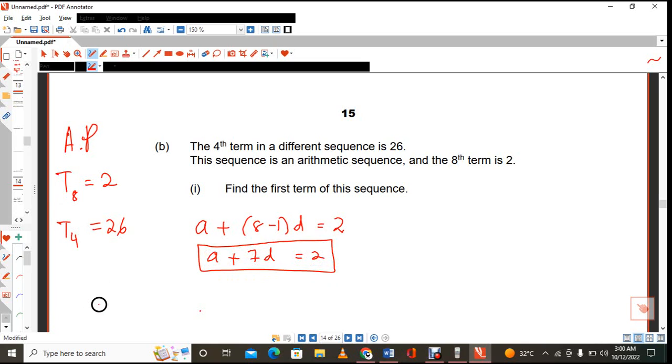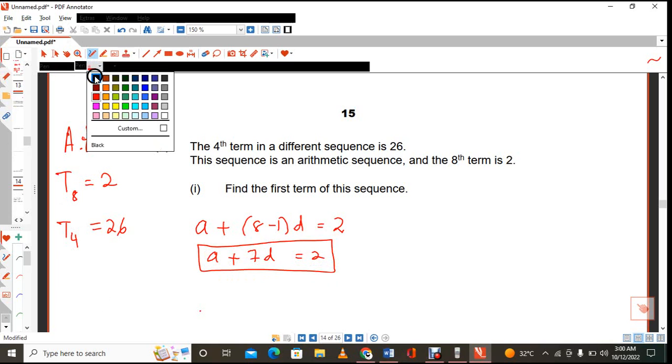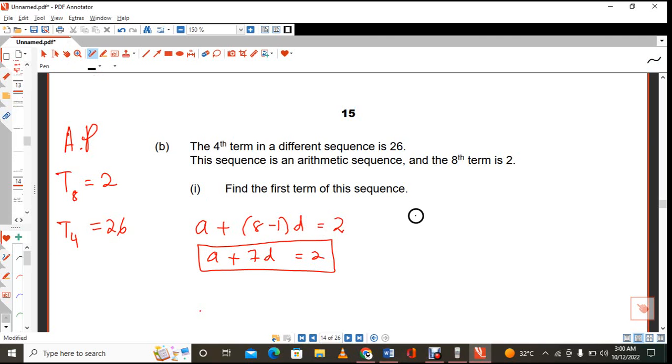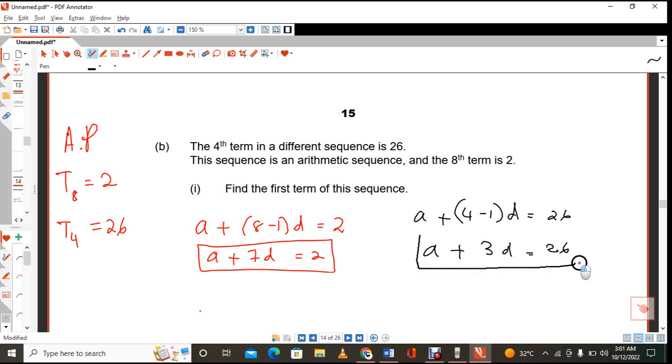The fourth term, we're going to do the same. So the fourth term is a plus 4 minus 1 d. The fourth term is equal to 26. So that's a plus 3d equals 26. So I have then 2 equations that I can solve simultaneously.